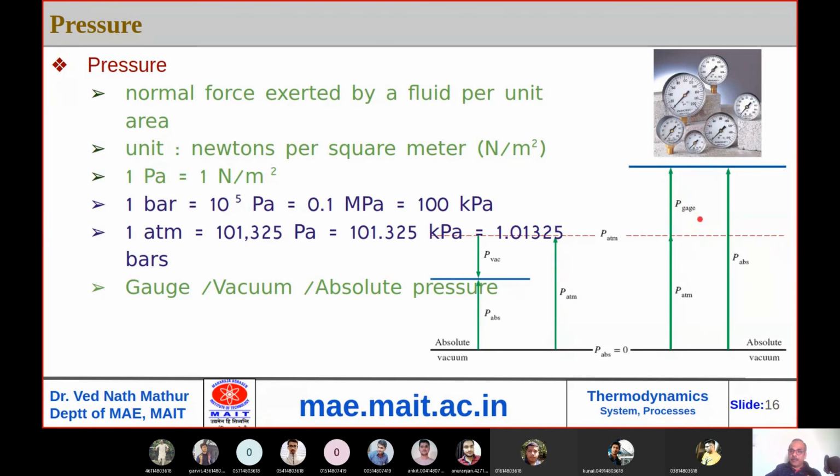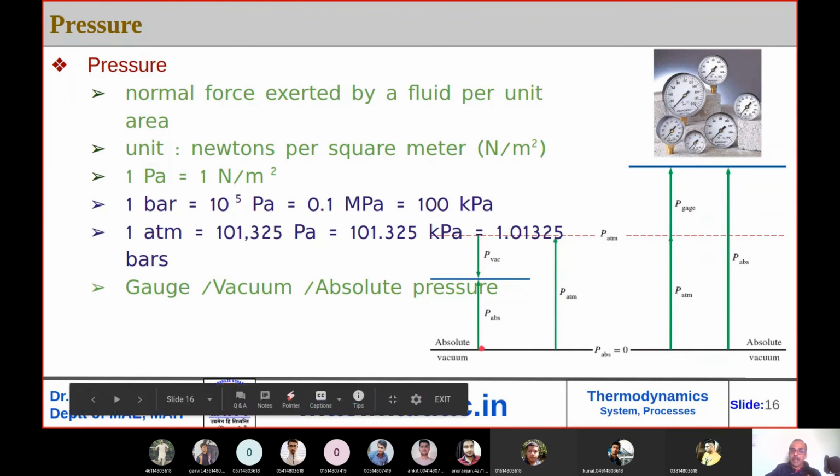Similarly, if you have an instrument which is measuring vacuum pressure, then vacuum pressure is measured with reference to the atmospheric pressure. So again, in this case, absolute pressure would be equal to atmospheric pressure minus vacuum pressure.